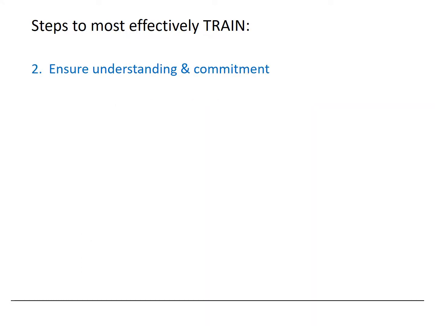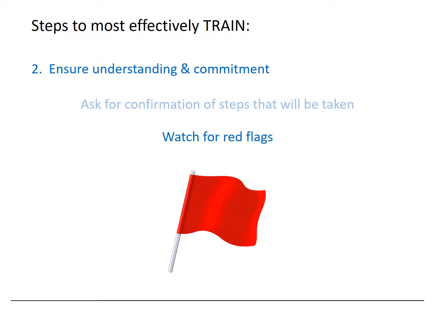Step 2 is to ensure understanding and commitment. These are 2 very different things. Just because somebody understands doesn't necessarily mean they're committed. Starting with understanding, the best way to confirm is to ask the employee to repeat back to you in their own words what they understand the steps to be. We talked about this in the last module as well, and it should go without saying that if they get it wrong, you must go back to step 1 and explain things all over again.